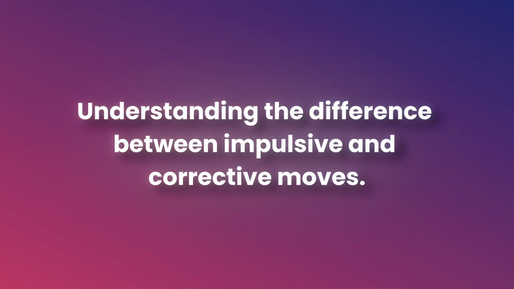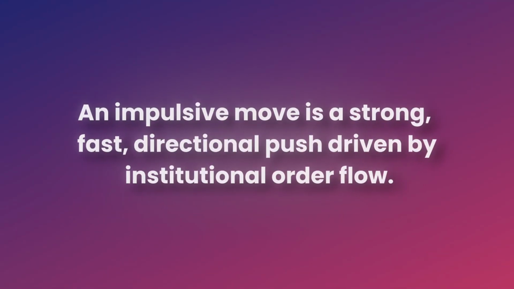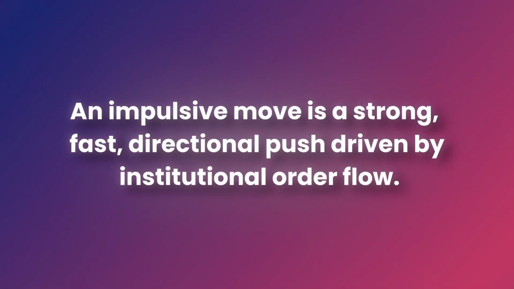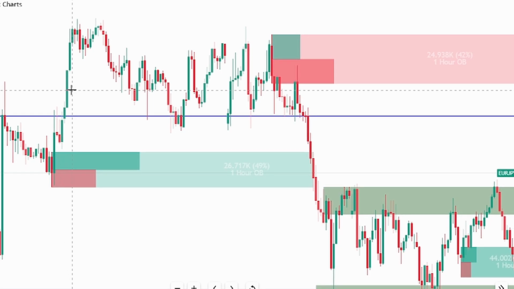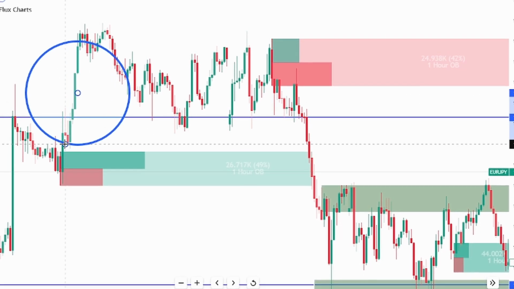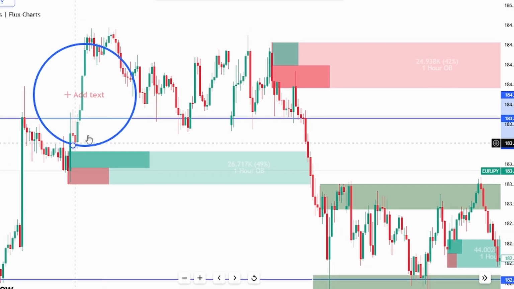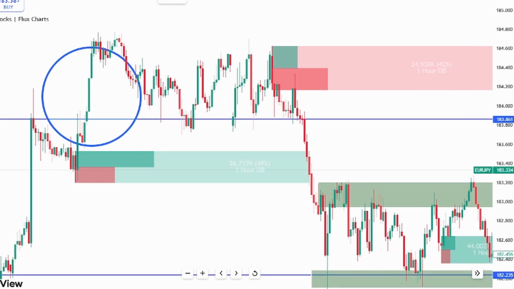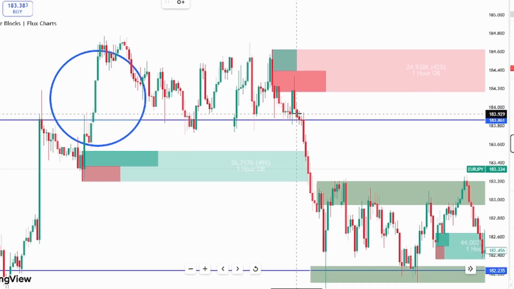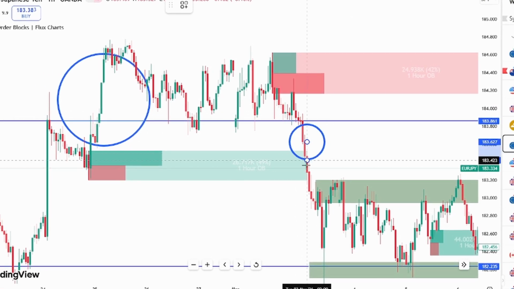Here's a concept that separates the traders who consistently profit from the ones who constantly get stopped out. Understanding the difference between impulsive and corrective moves. An impulsive move is a strong, fast, directional push driven by institutional order flow. Think big-bodied candles moving in the same direction, minimal wicks, breaking through levels quickly. This is institutions aggressively buying or selling.